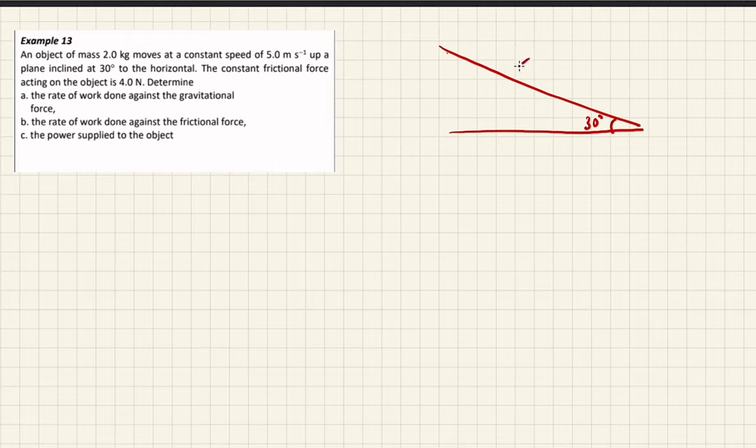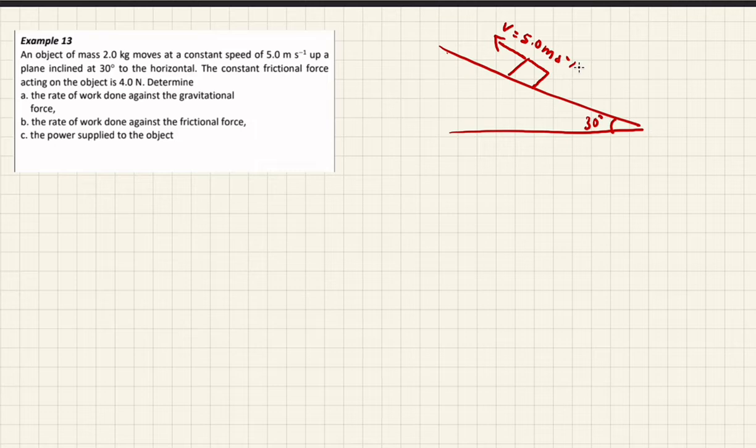So kita bayangkan ni adalah kotak kita. Okay, this is our kotak, and the kotak is moving up with a constant speed. So kali ni dia bagi kat kita speed v equals to 5.0 m s^-1. Okay, dia bagi speed kat kita, the velocity is moving upwards.